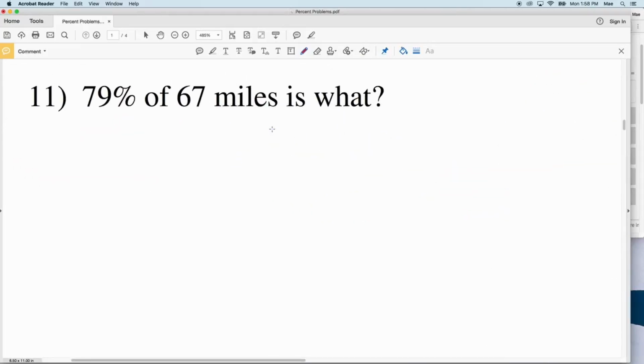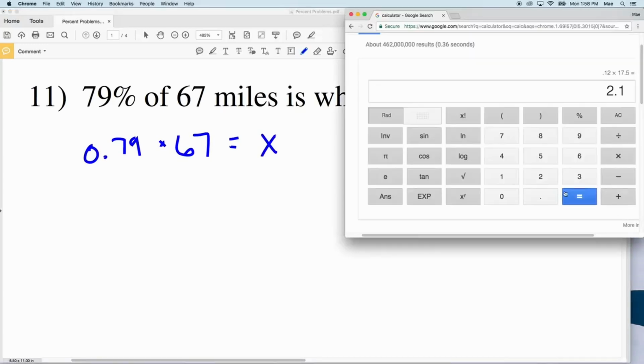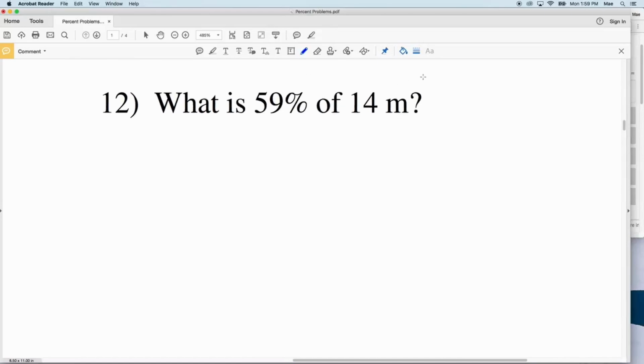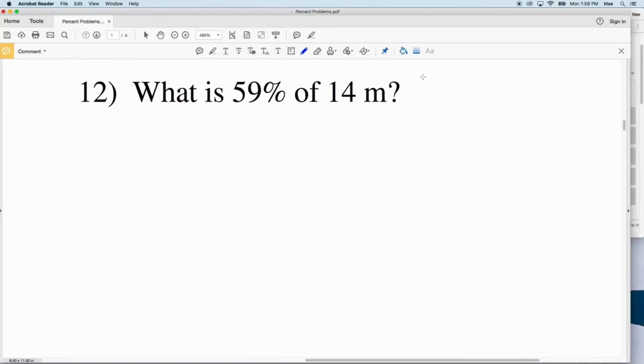Using that same method, we're looking at 79% of 67 miles is what? So converting that percent to start, 79 over 100 is 0.79. We're multiplying that by 67, and that's equal to x. So 0.79 times 67 equals 52.93, which in number 12, we're asked what is 59% of 14 meters?